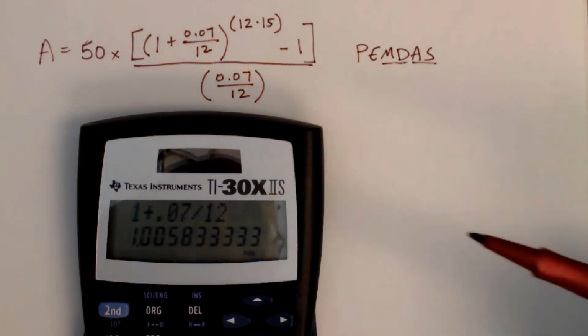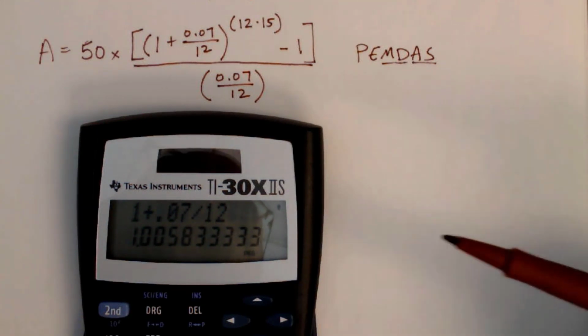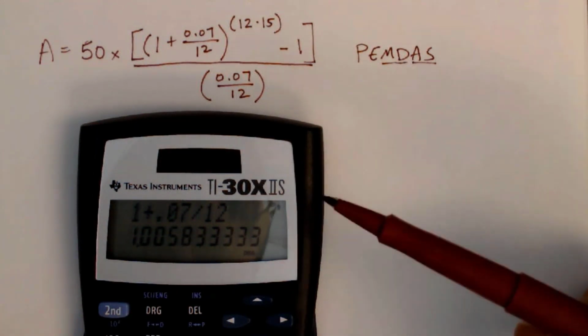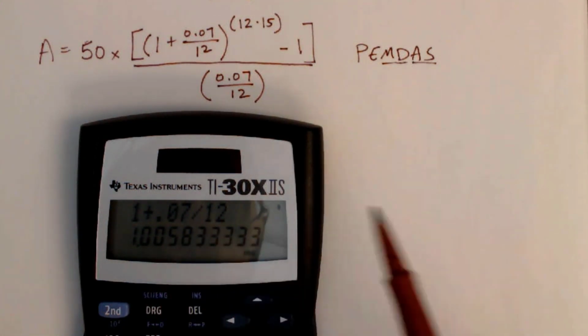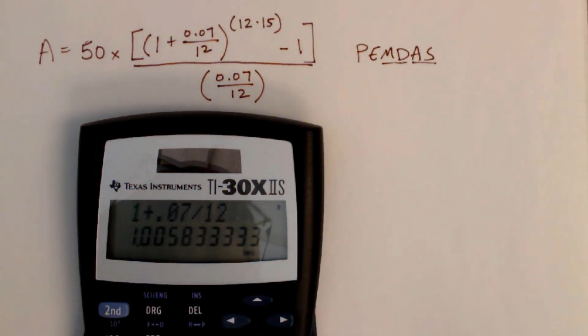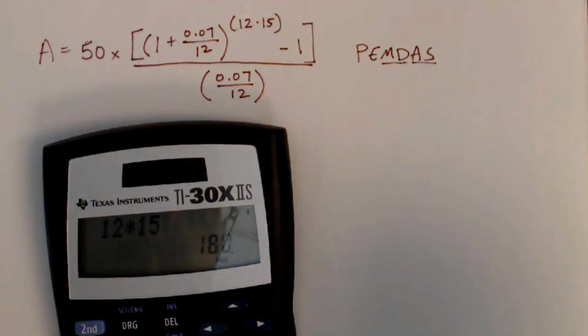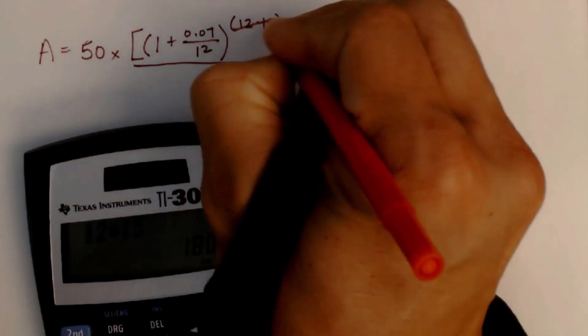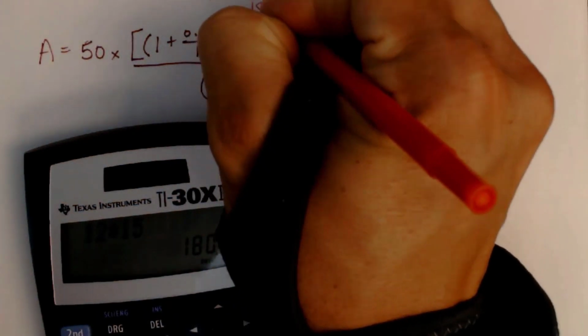Personally, I would not round that. You'll be more accurate if you do not round that, but if you do round that, make sure you round it to 6 decimal places. Let me show you what to do if you don't want to round it. So instead of keeping that 12 times 15 up there, I'm just going to say that that's 180.